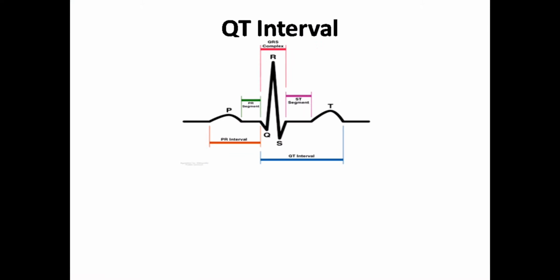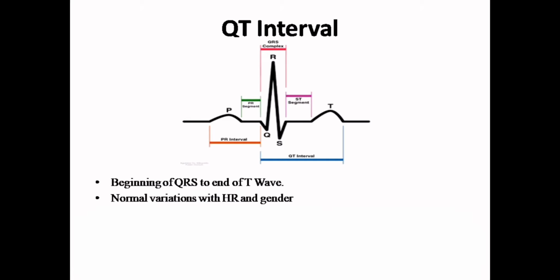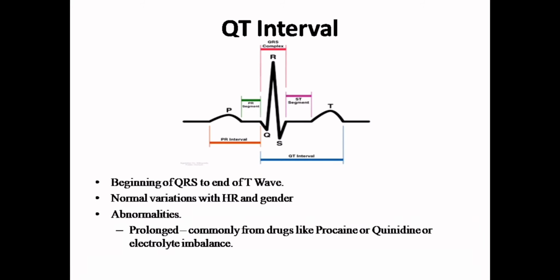Next we'll see the QT interval. The QT interval starts from the beginning of the Q wave and ends at the end of the T wave. So the beginning of the QRS complex to the end of the T wave is called the QT interval. Normal variations with heart rate and gender will be seen with the QT interval. Abnormalities like a prolonged QT interval are common with drugs like procainamide, quinidine, or electrolyte imbalance.